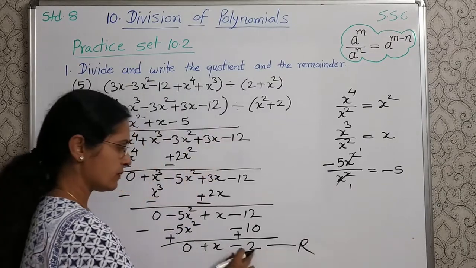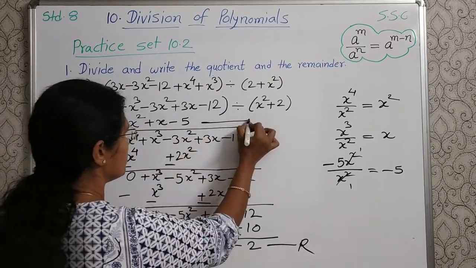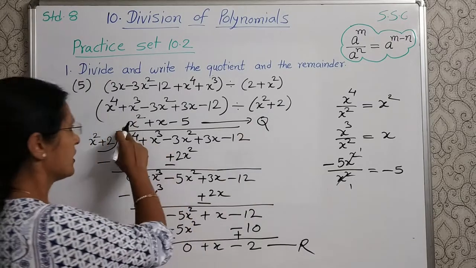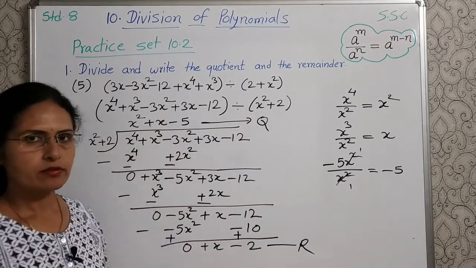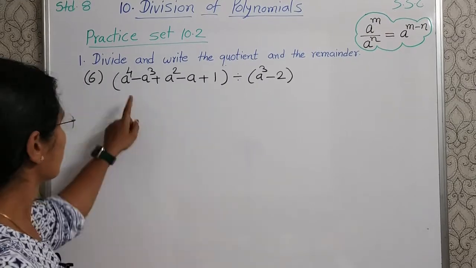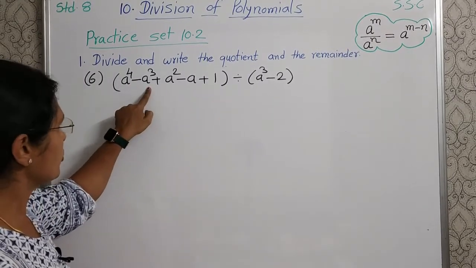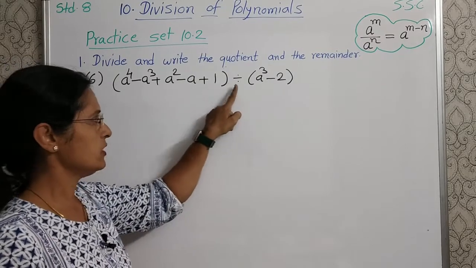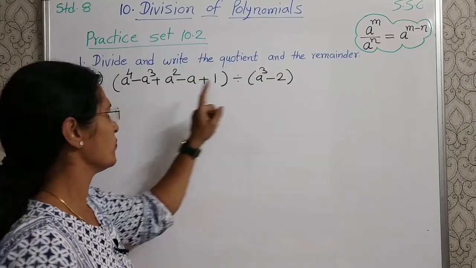So remainder is x minus 2 and quotient is x square plus x minus 5. Let us solve sum number 6. a raised to 4 minus a cube plus a square minus a plus 1 divided by a cube minus 2.